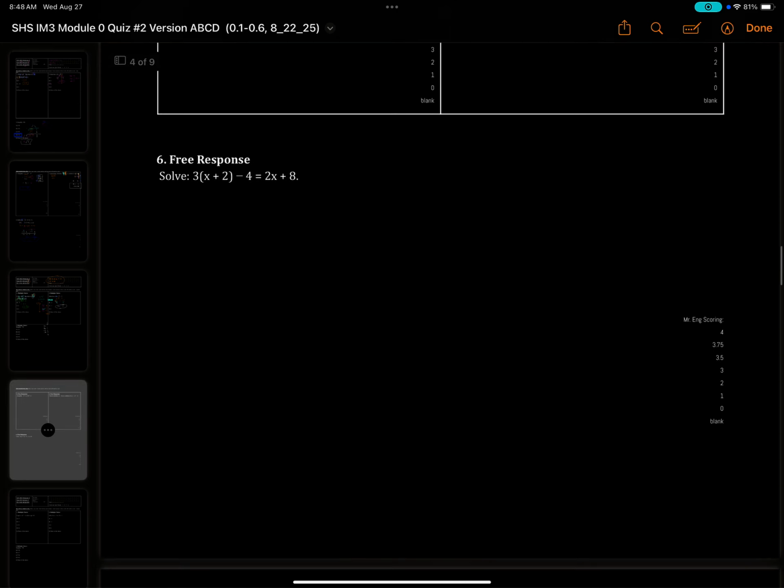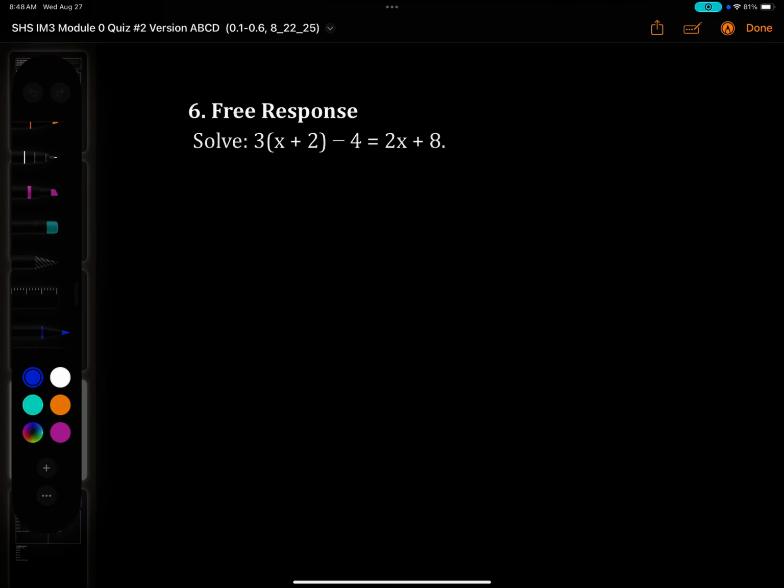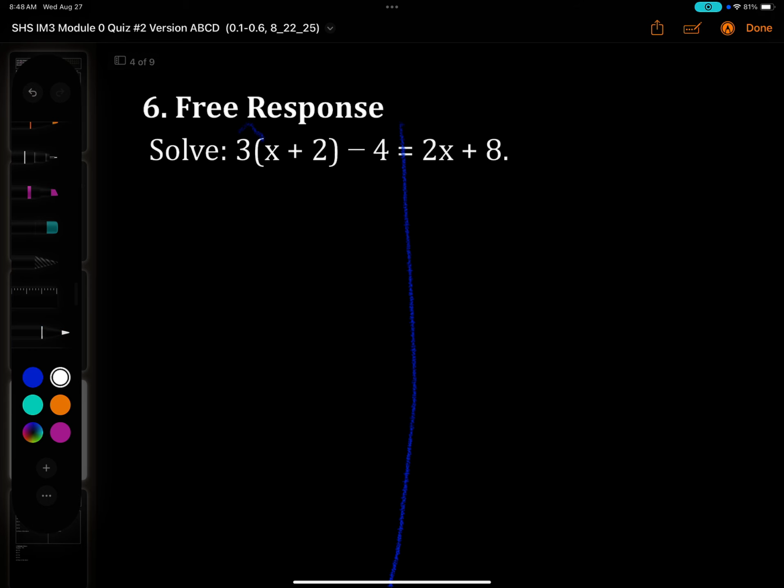At least we got it recorded. Okay, last problem. Anytime you see the parentheses, you're gonna have to distribute here. So 3 times x is 3x, 3 times 2 is 6.